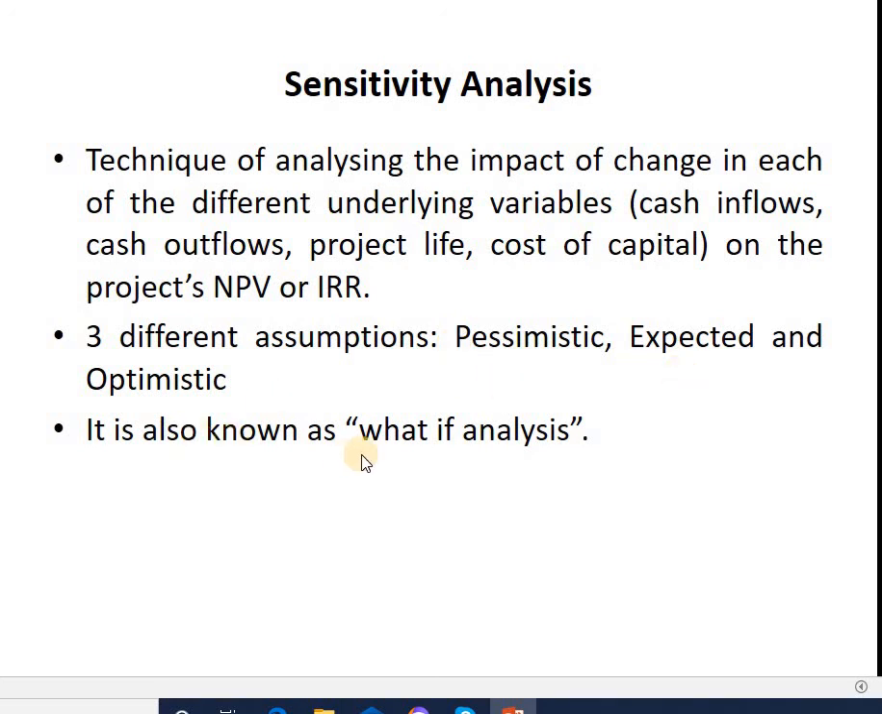It is also known as what-if analysis. If cash flow changes, if it doesn't arrive as we expected, then what impact will it have on NPV? If project life changes, if cash outflow changes, or if cost of capital changes, then what impact does it create on the project NPV, that we are going to study in sensitivity analysis.